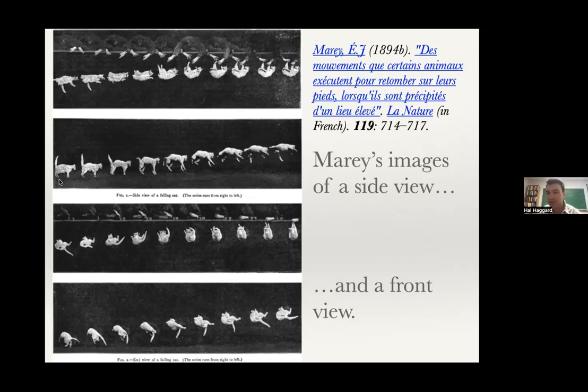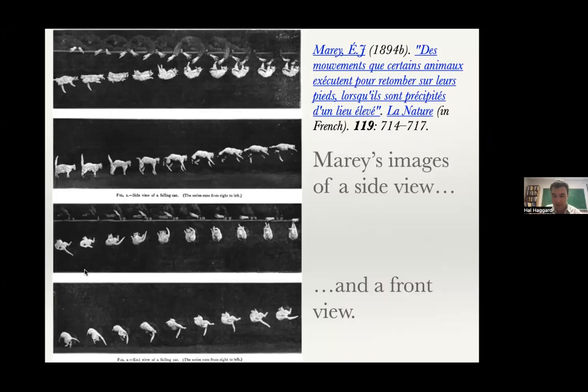I'm not sure why it reads right to left. I suspect somebody at some point flipped this image. But so this is a side view, and then you can also see a front view of the cat flipping over. And using this sort of stop motion photography, Marey was able to explain what it is the cat's doing in this process. But again, I want to ask the question, not so much how do we explain how the cat falls, but why were scientists so intrigued by this?